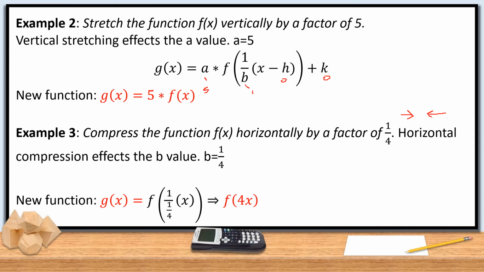So the difference between 5 on the outside and 4 on the inside is 4 is being multiplied by the x value. It's going to affect the x coordinate. 5 on the outside is going to affect the answer, which is the y coordinate.